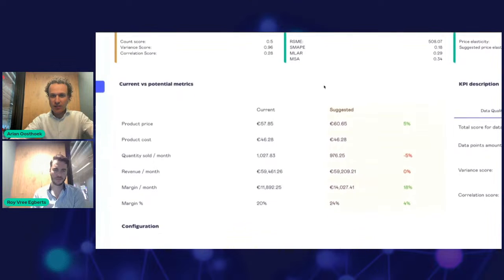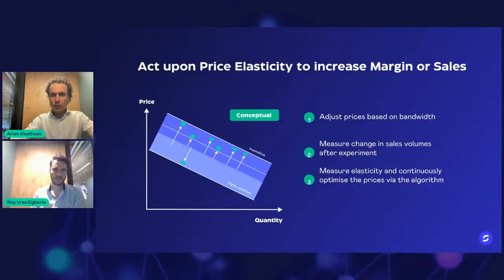If we go to the next slide, we have, of course, two types of products: insensitive products and sensitive products. For sensitive products, we give a discount because we expect a higher volume with a lower price. For insensitive items, we give a markup because we expect a slightly lower or even equal volume, but with a higher price and thus a higher margin. And that's how we set up the experiment.